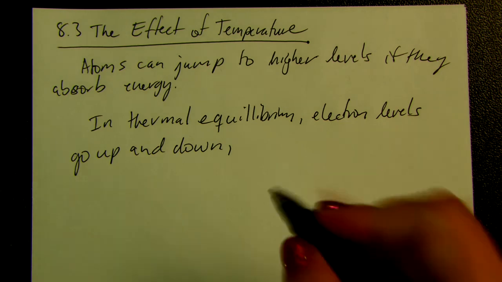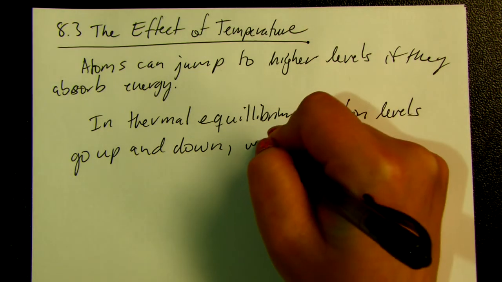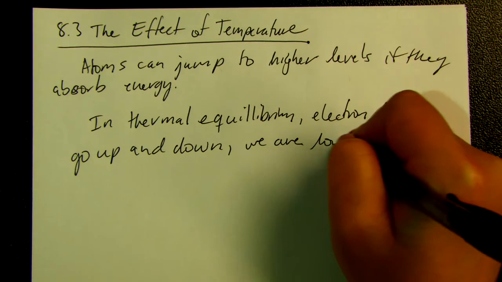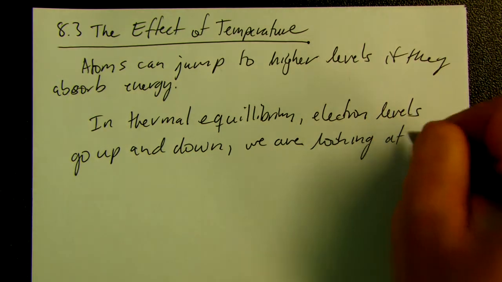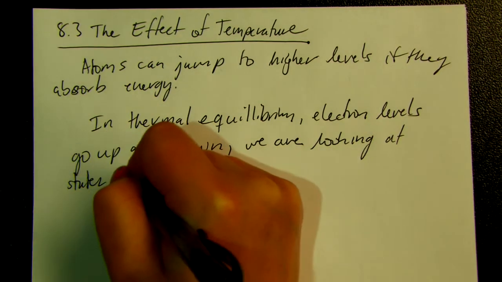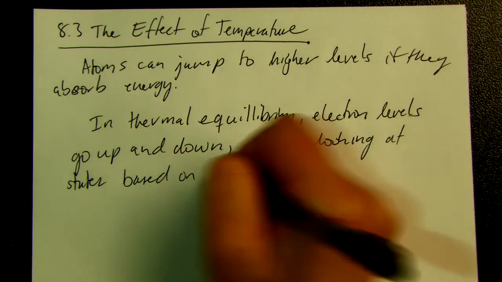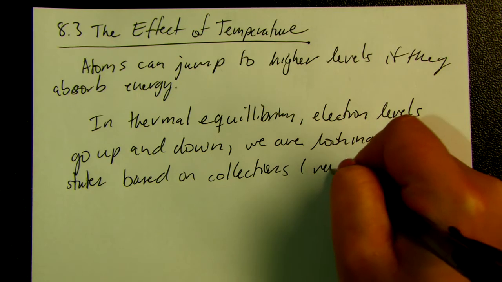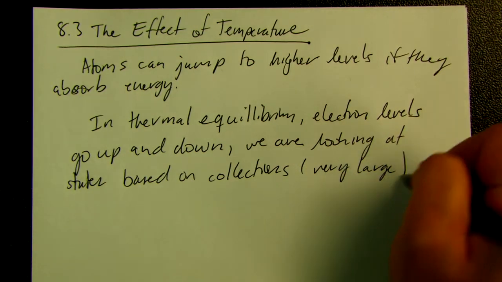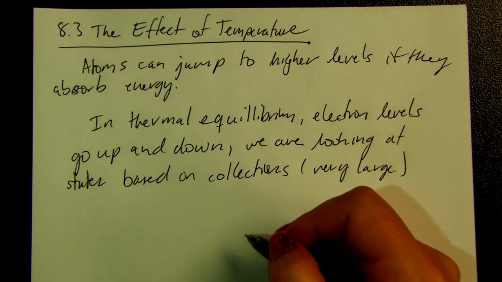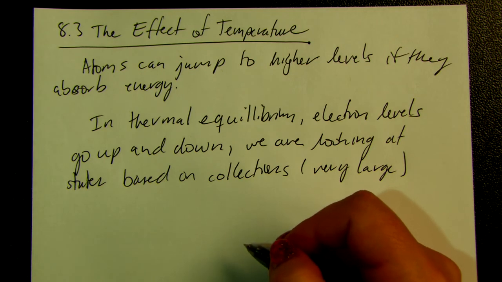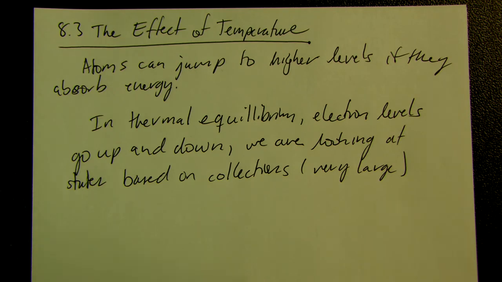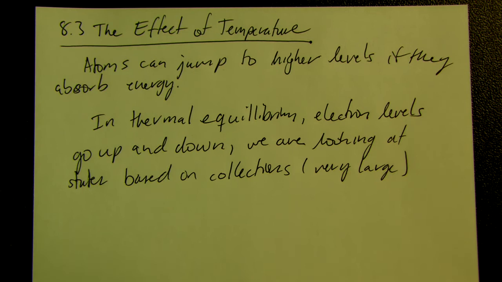So we are looking at states based on collections, and these collections are very large. Now, when we get into talking about entropy, we will look at a few quantum objects consisting of, say, 100 different atoms, where we can look at some unusual behavior, theoretically.